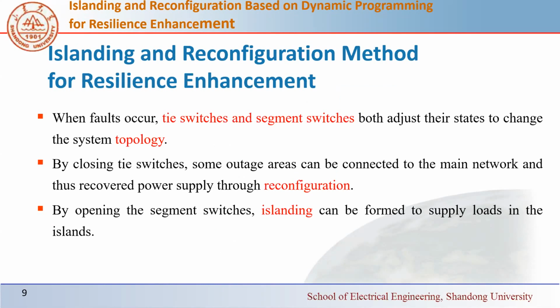When faults occur, tie switches and segment switches both adjust their states to change the system topology. By closing tie switches, some OTG areas can be connected to the main network and thus recover the power supply through reconfiguration. By opening the segment switches, islands can be formed to supply loads in the islands.